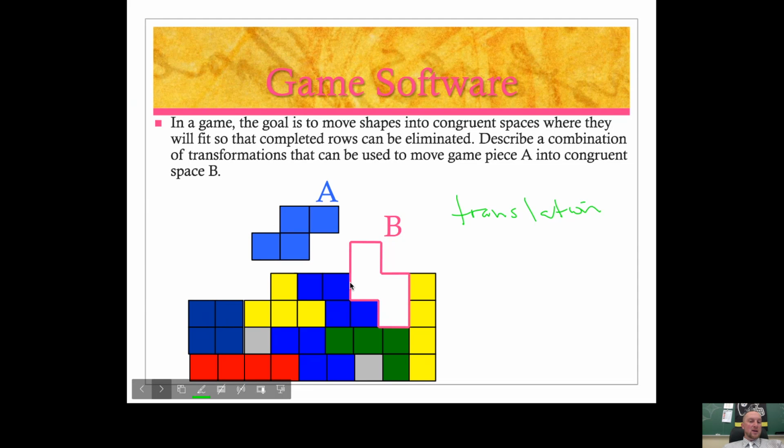Then you could rotate the figure so that this block ends up down here. Now, technically, maybe you could rotate and slide, but it looks like if you rotate first that this piece might land down here. So if you were actually playing Tetris, you would have to watch out there.